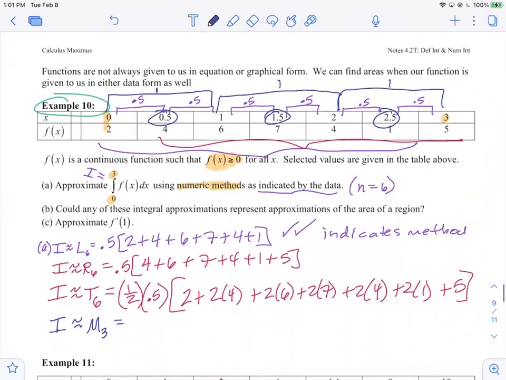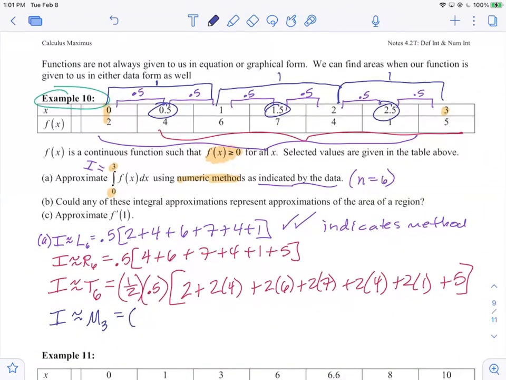Okay, so here's what this would look like. Delta x is uniform now. My delta x is no longer 0.5. It's 1 because I have to skip every other interval. And now the y values that I'm using are the y values that are at the midpoint x value. So that's going to be 4, 7, and 1. So 4 plus 7 plus 1.